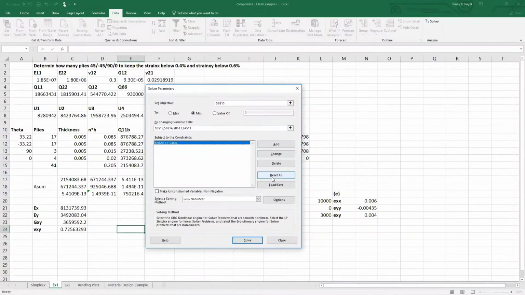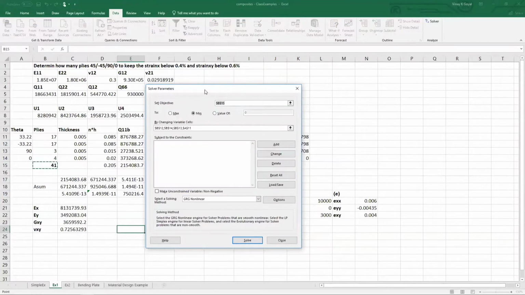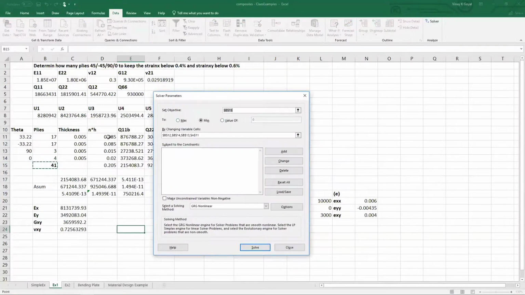And then we'll now go ahead and set the objective function. We want to find the maximum value of EXX. That was the question. So we want to maximize that by changing the ply angle, which was the question.